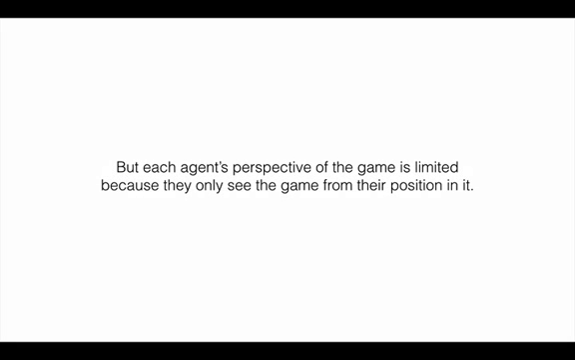An agent's success in the game reflects their ability to anticipate and respond effectively to the actions of other participants in the game. Each agent therefore needs to be aware of the relative positions of the other participants in the game. But each agent's perspective of the game is limited because they only see the game from their position in it. This limitation is central to much of the organisational function that takes place, and is dealt with in much greater detail as part of the full framework.